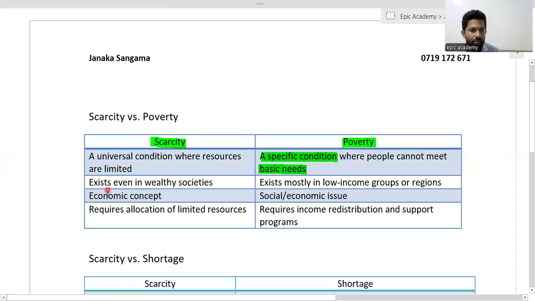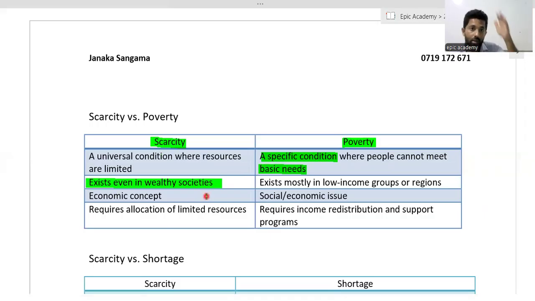On the other hand, scarcity exists even in wealthy societies. As an example, just consider the Western European countries as wealthy societies. Northern European countries, something like Finland, Sweden, Denmark, they also face that. Even in wealthy societies, they have to face scarcity.